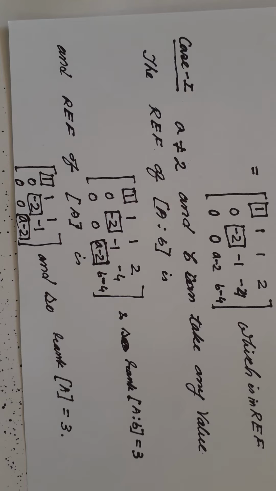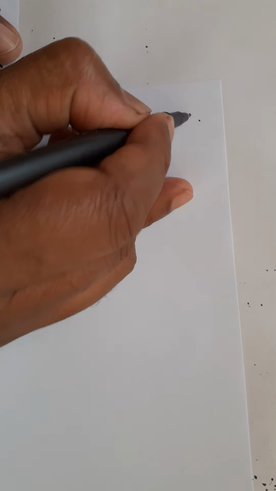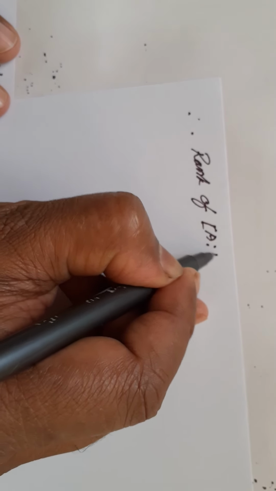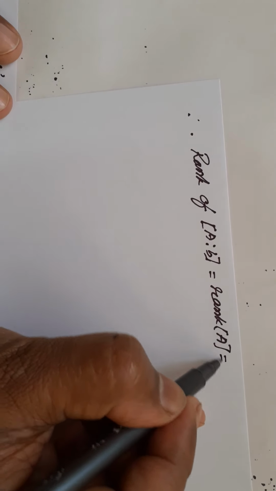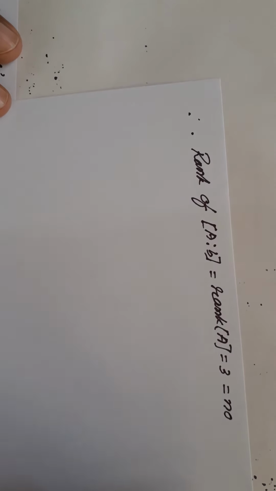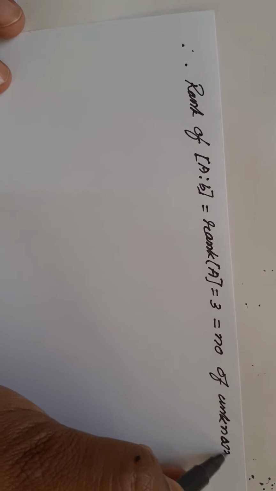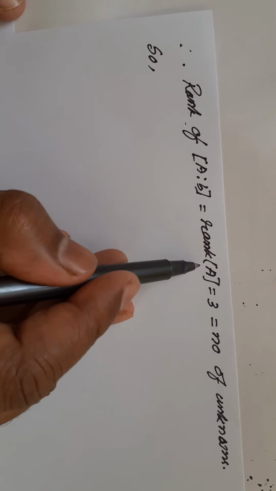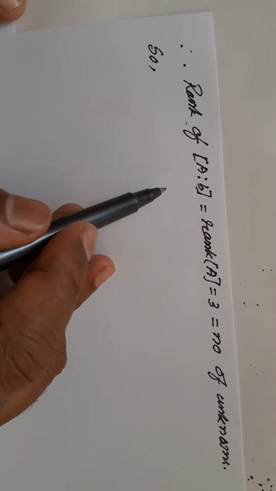Now, so what we got here now? Therefore, rank of AB is equal to rank of A is equal to 3, which is equal to number of unknowns. So what is the case? Rank of AB and rank of A being equal means the system is consistent, and when it is equal to 3, the number of unknowns, the system has a unique solution.